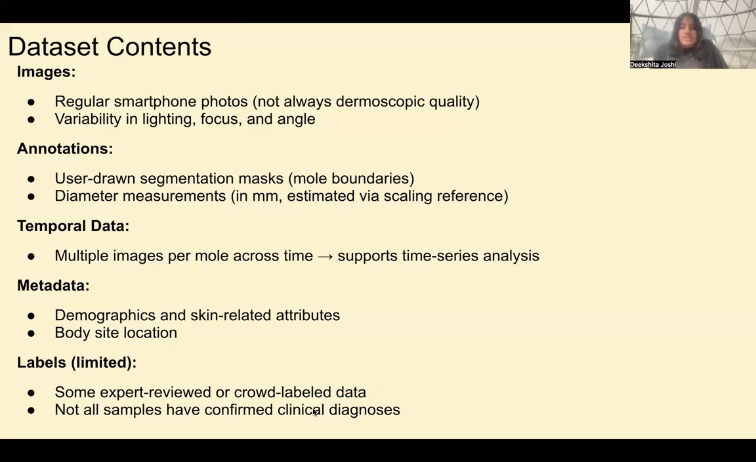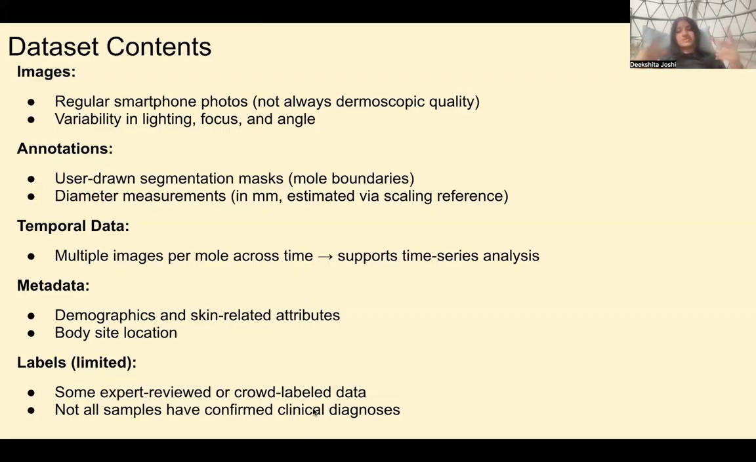There's also temporal data, so multiple images per mole across time. So there's basically a time series, and the moles are tracked according to that particular time series, and as it trains, it goes over epochs. And it has metadata, which is the optional thing, as I mentioned earlier: demographics and skin-related attributes. And there's also a body site location, so you can see where the mole is, if it's on your arm, face, or back, or whatever, as I mentioned earlier.